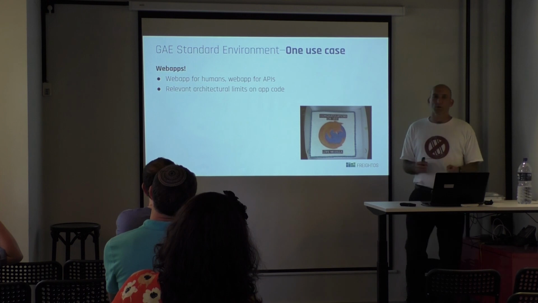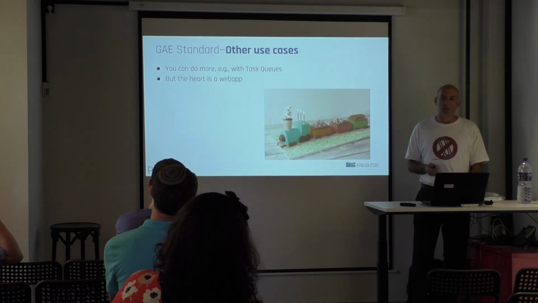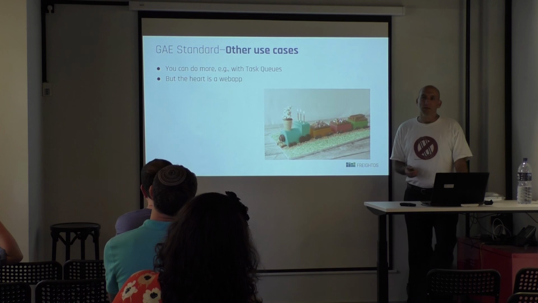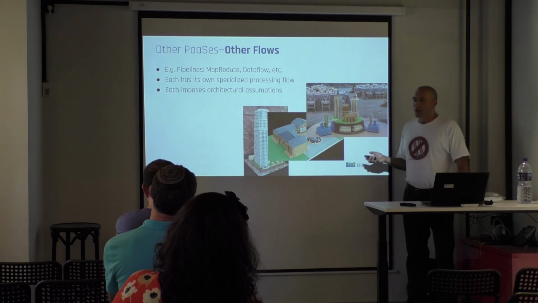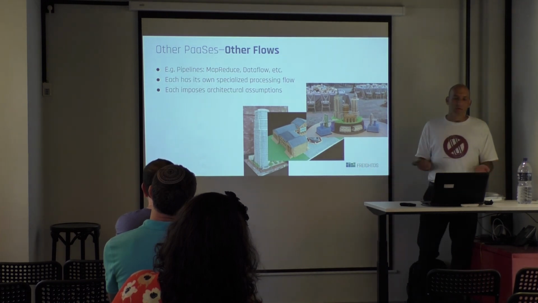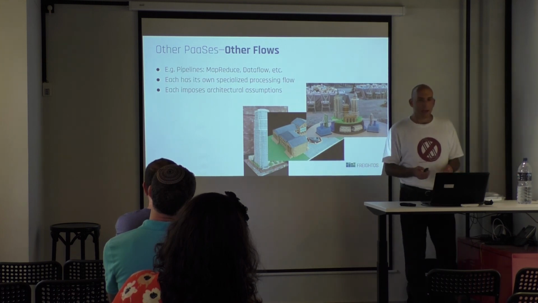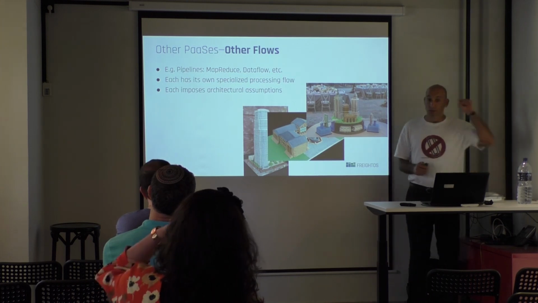All this is built to support one use case, web apps. Web apps for humans, web apps for other applications through APIs, and this puts the architectural limits in your application code. You can do more. For example, you can offload an asynchronous task over task queues and let it run for more than 60 seconds, but the heart of your application would better be a pretty standard web app. Talking about PaaSes, that's not the only flow. For example, for pipelines, you might use Google MapReduce or Dataflow, which is their new thing. And each one has its own way of flowing the data, but these two impose architectural limits on the code that you write.